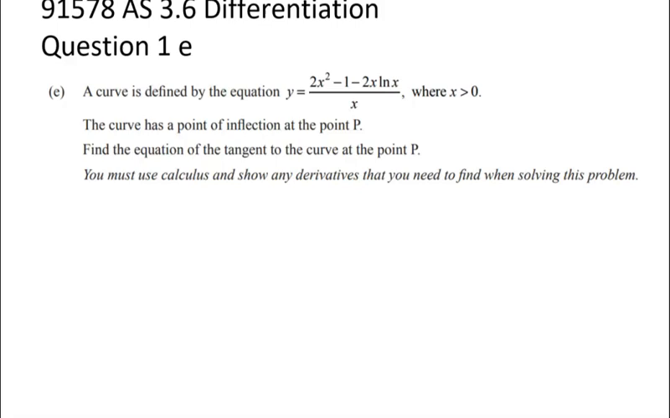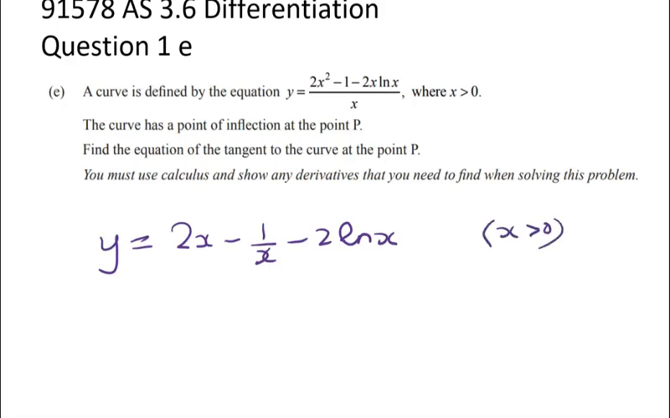So step 1 is cleaning it up, and we can rewrite it as y is equal to 2x minus 1 over x minus 2 times the natural log of x, and we can do that because we know that x is greater than 0. Right, what's the next step? Well, I would rewrite that straight away with a negative power.